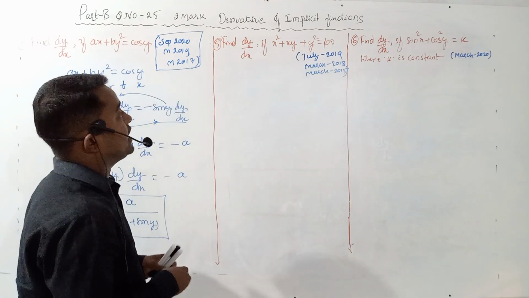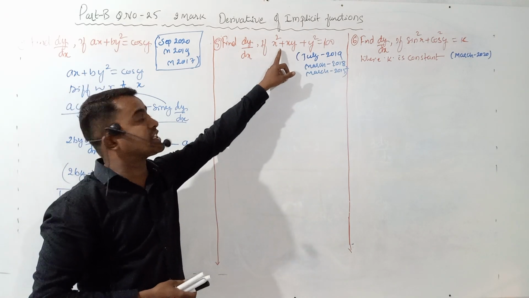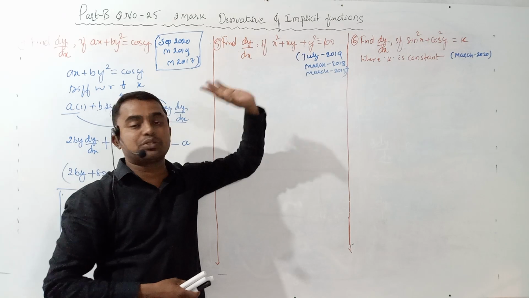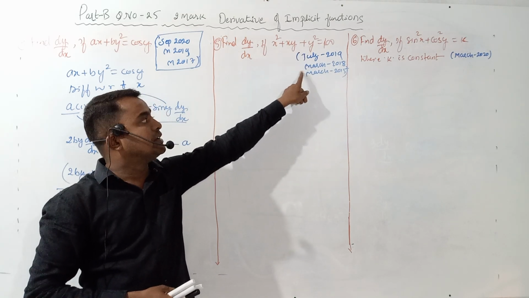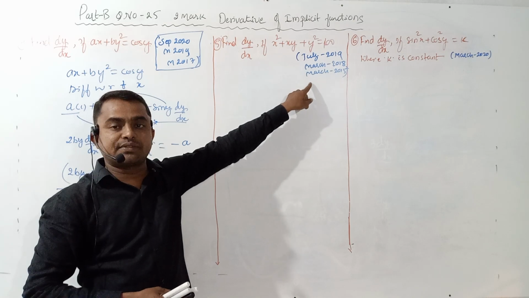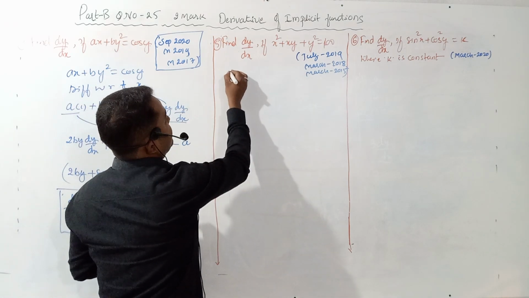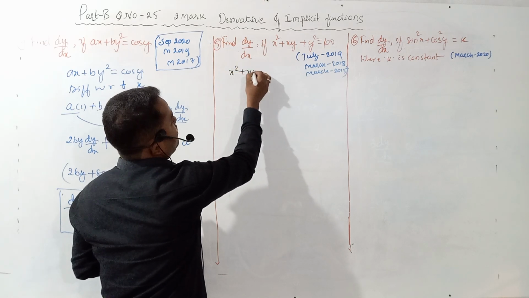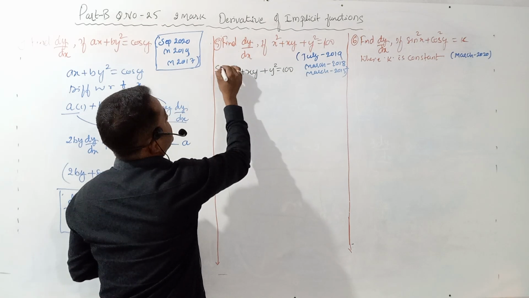question. See here, find dy by dx if x square plus xy plus y square is equal to 100. This question has been asked in July 2019, March 2018, March 2015 for 2 marks. So let us solve this problem also. Write the first step, x square plus xy plus y square is equal to 100.